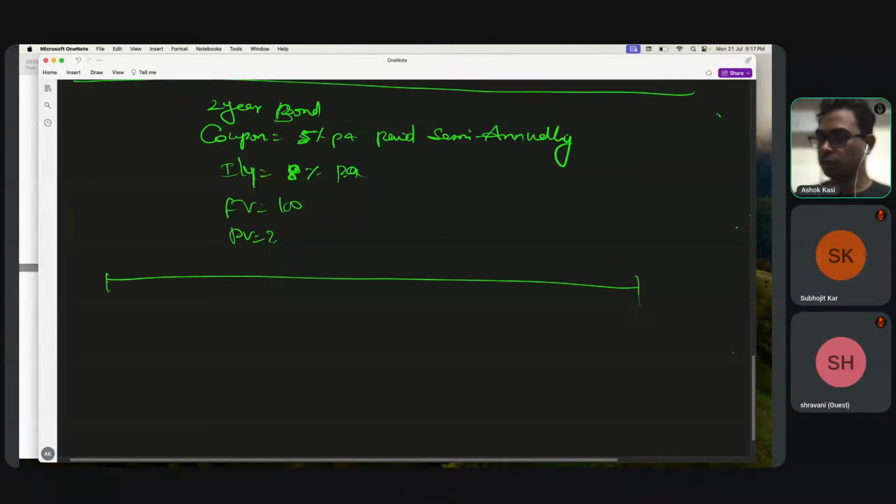So now this is for 2 years: 0, 1, 2. Now since it is paid semi-annually, 0.5, 1, 1.5.